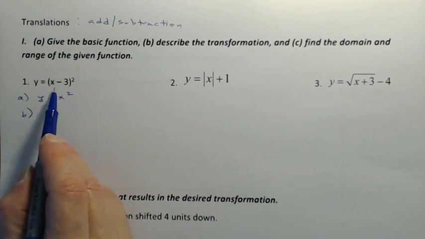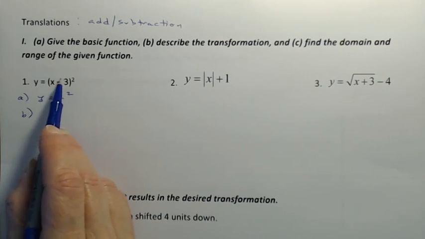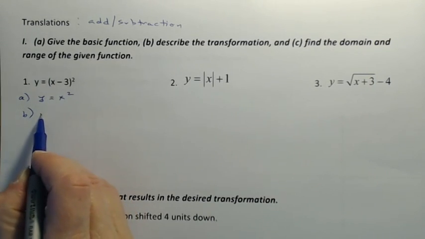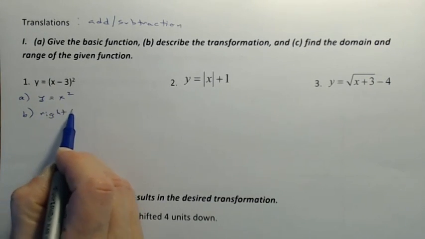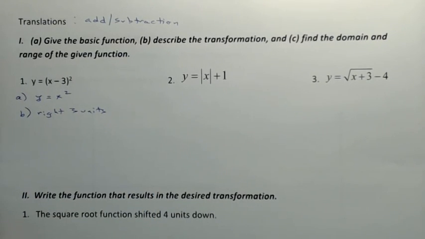The question is then, does it go left or right? And again, keep in mind it's a little bit counterintuitive, but you need to think, where is the new 0? So here, the origin is at 0. And where would 0 be here? When x is 3. So you shifted right 3 units. And you should check that with the graph.